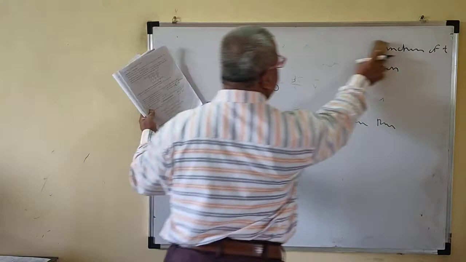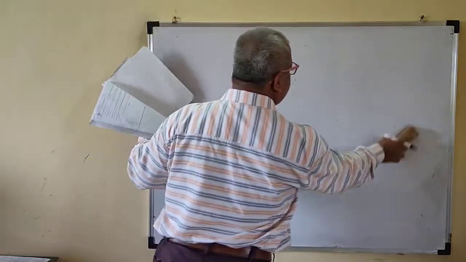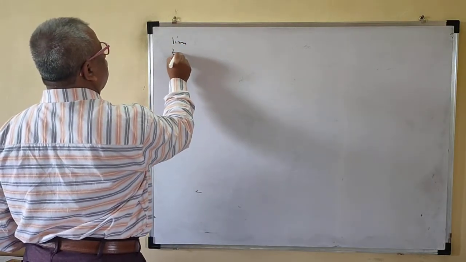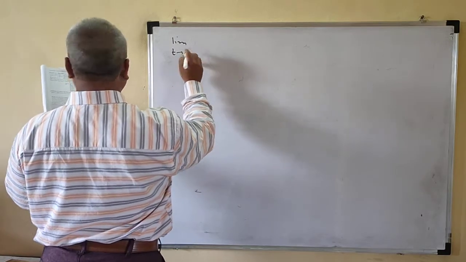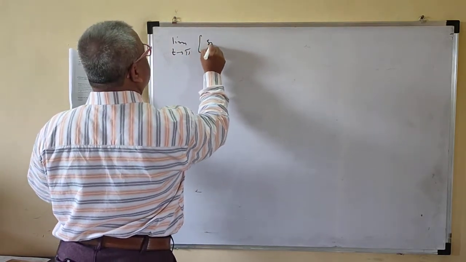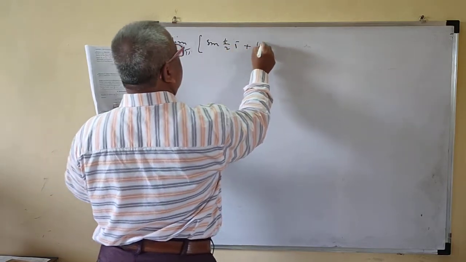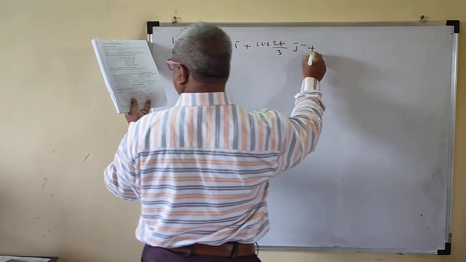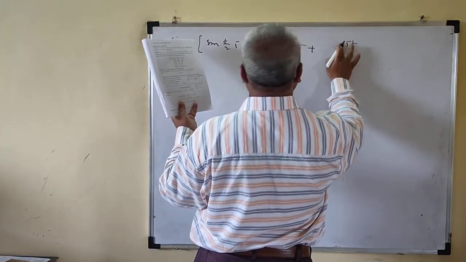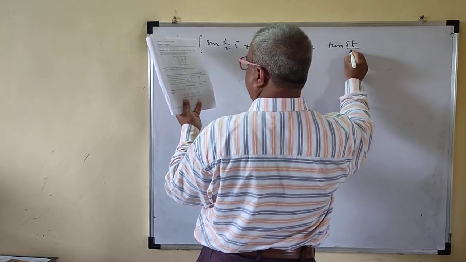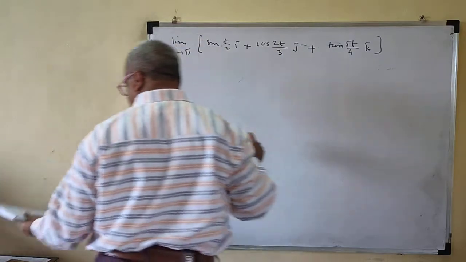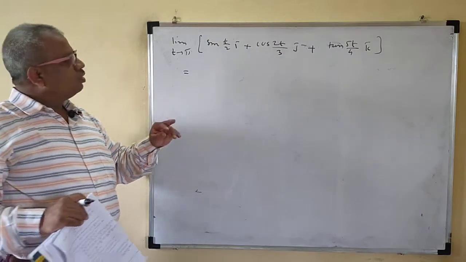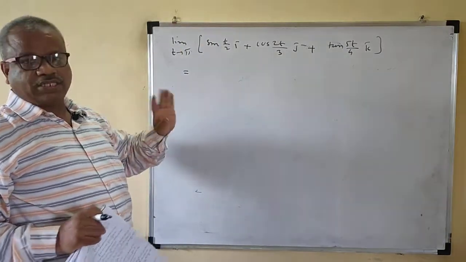Now we'll do some problems on limit and continuity. So limit t tends to pi by 2 of sin t by 2 i bar plus cos 2t by 3 j bar plus tan 5t by 4 k bar. Just we are revising this, so we are directly finding this. We are not simplifying this. So here you have to put t is equal to pi by 2. We want the answer.